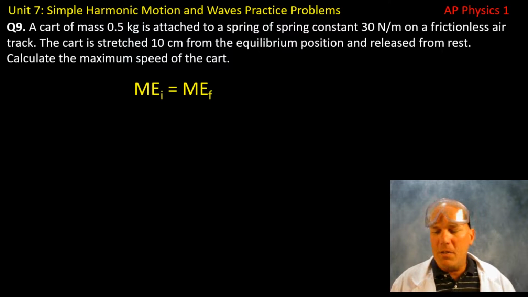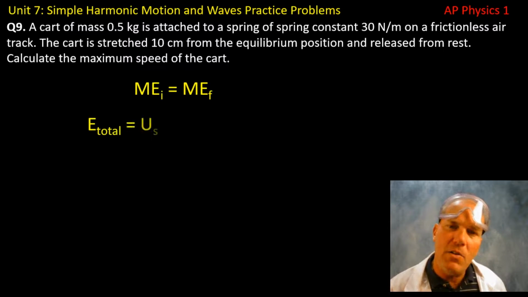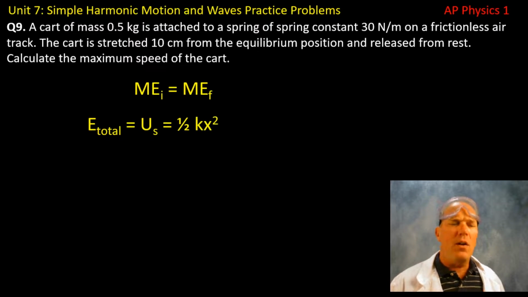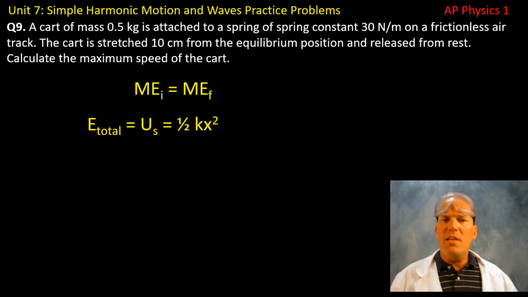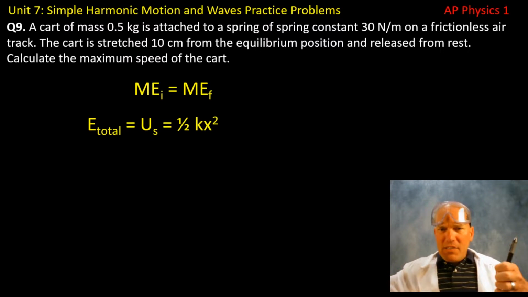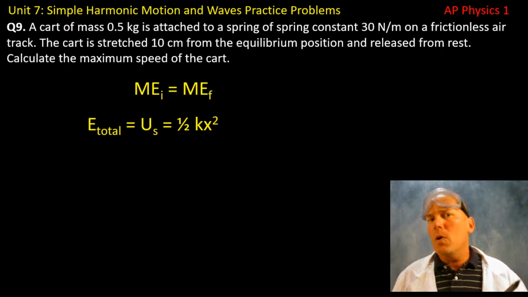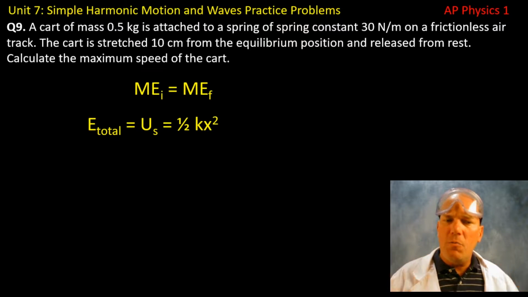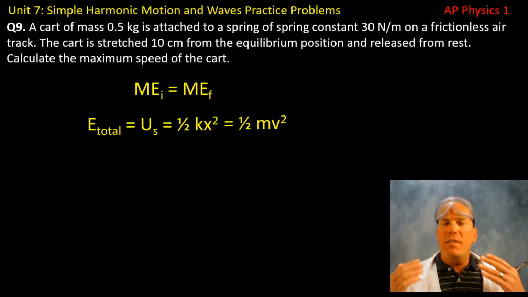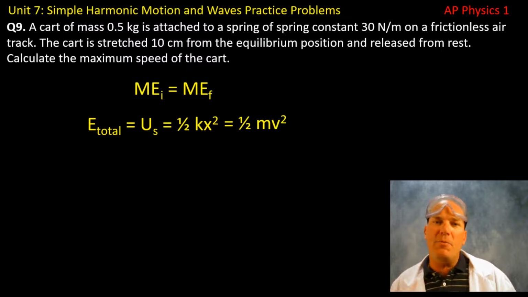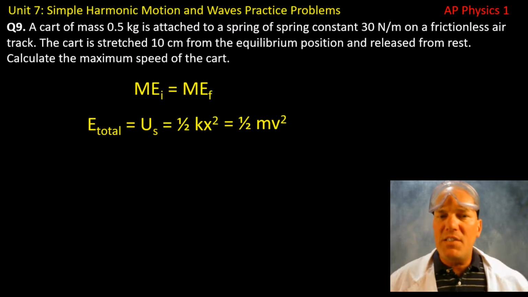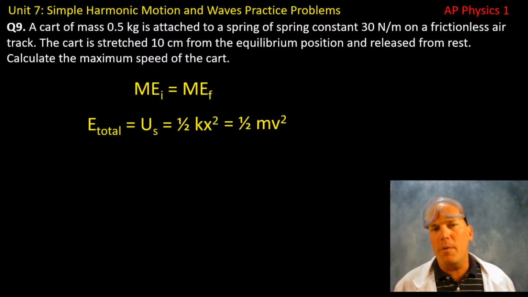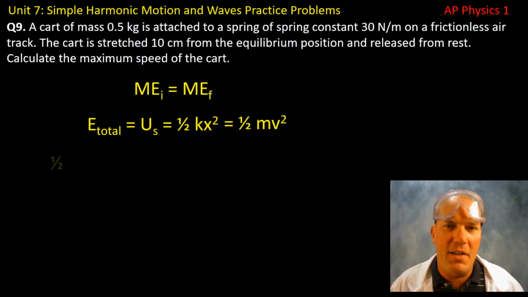We have our initial mechanical energies, and we'll set those equal to our final mechanical energies. Our total mechanical energy in this system is when the spring has its maximum extension or compression. So that is 1/2 kx squared, and we can set that equal to 1/2 mv squared because we know that this cart will have its greatest maximum speed as it passes through the equilibrium. And at that position, all of our spring energy is converted into kinetic energy.